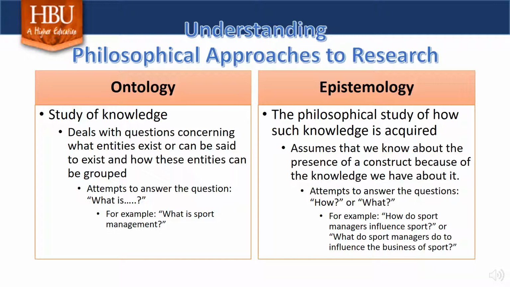First of all, as you're reading the research, you may come across some terms, ontology and epistemology. We need to make sure that we understand the distinction between them, and it will help us think about a couple of things. So first, ontology is the study of knowledge. It deals specifically with questions concerning what entities exist or can be said to exist and how these entities can be grouped. It addresses the question, what is? So for example, what is sport management?